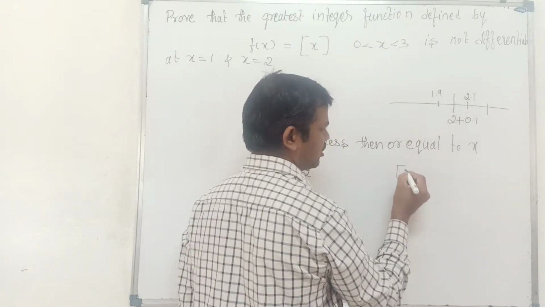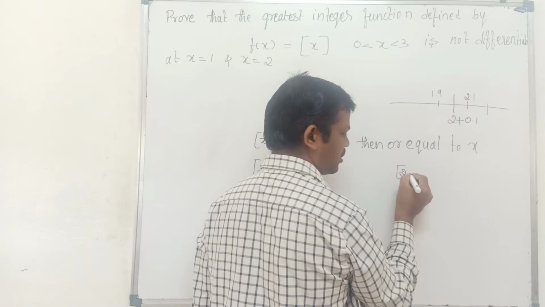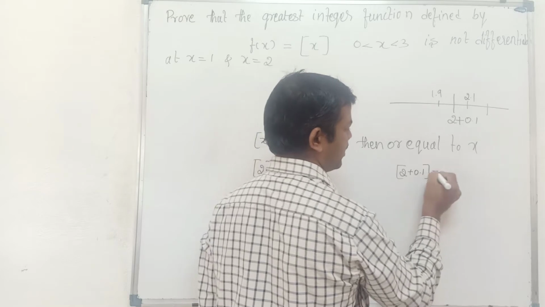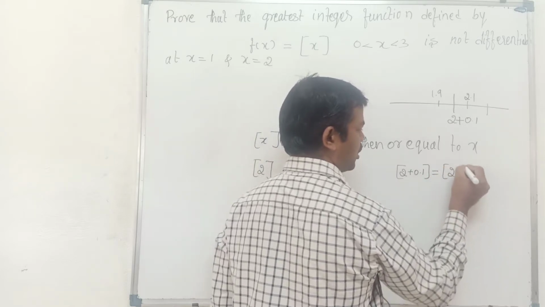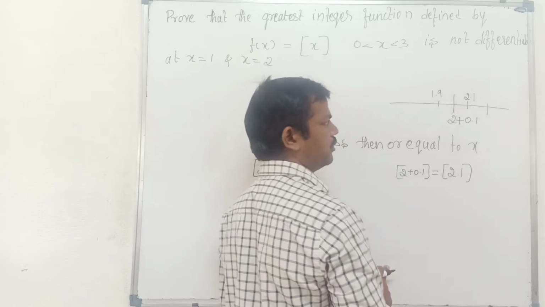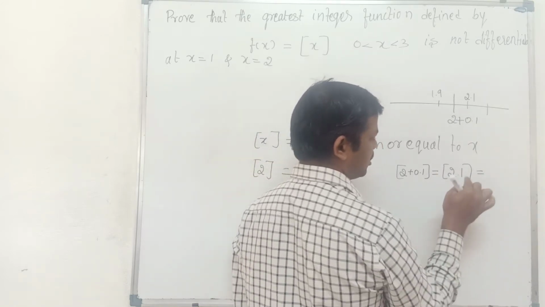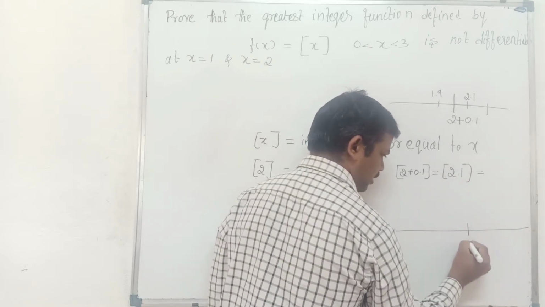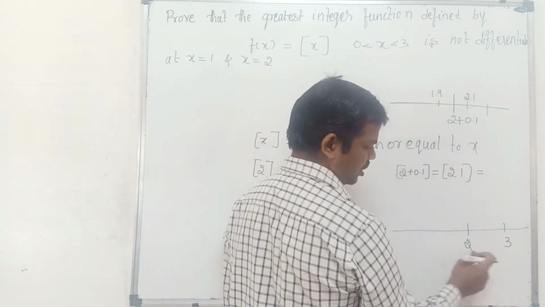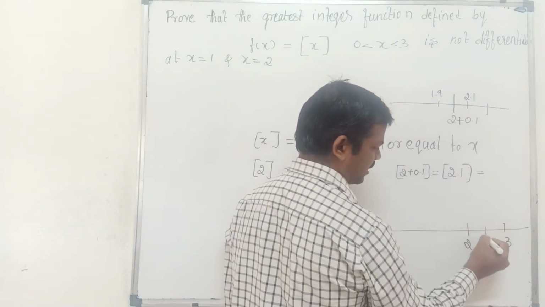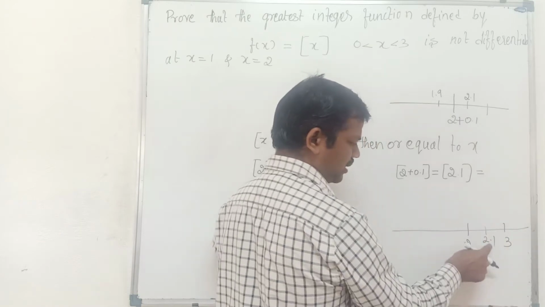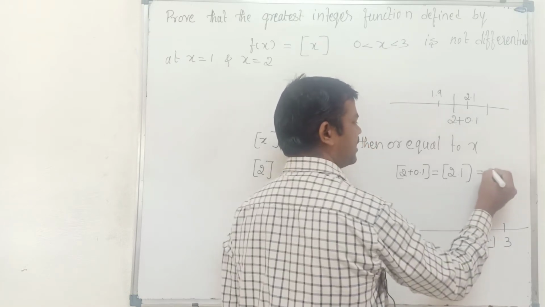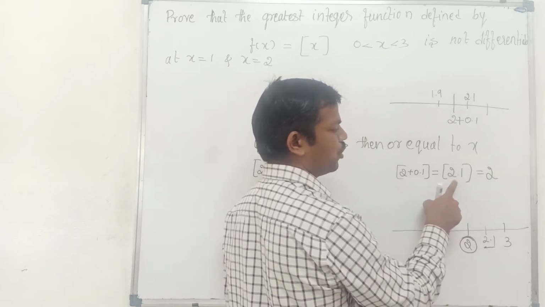The greatest integer of the right side means we have to add 0.1, a very small quantity, and it will become 2.1. So the greatest integer of 2.1 means we have to write the integer which is less than or equal to 2.1. Which integer is less than 2.1? Not 3. So we will get 2.1 here, and the integer less than or equal to this number is nothing but 2. 2 is an integer. So the greatest integer of 2.1 is 2.